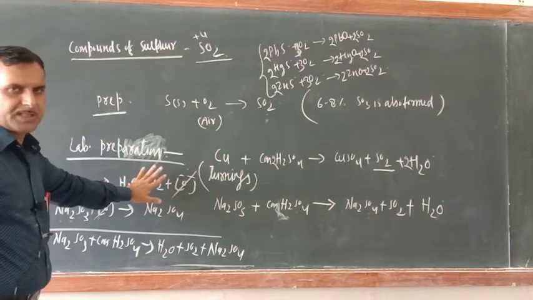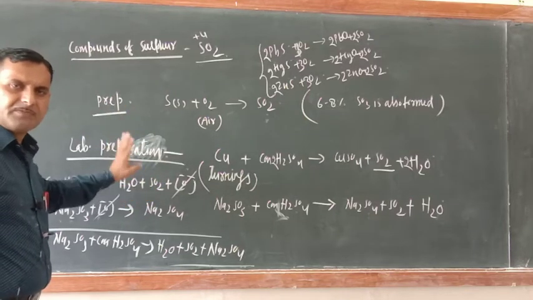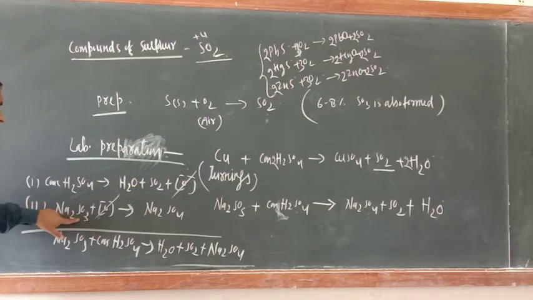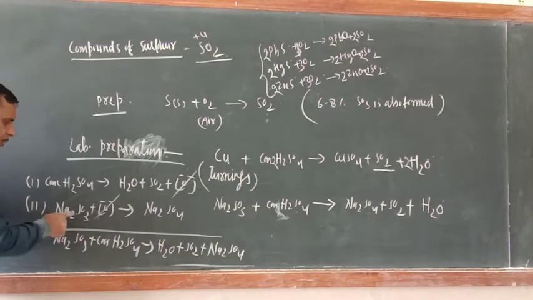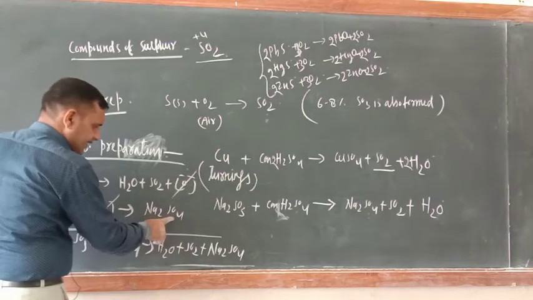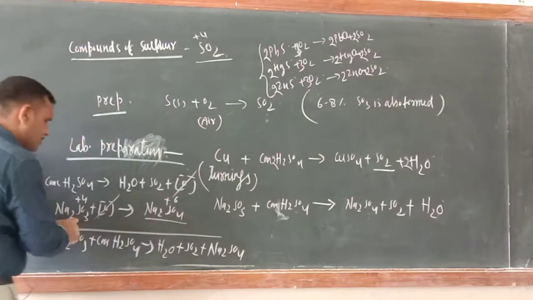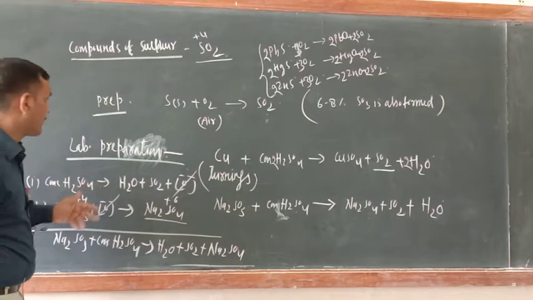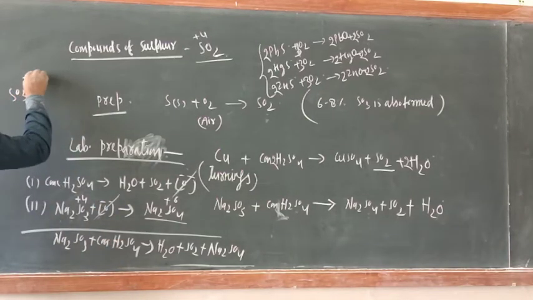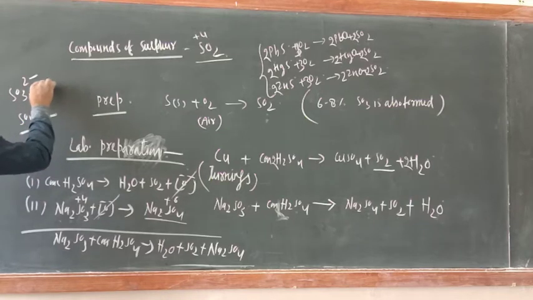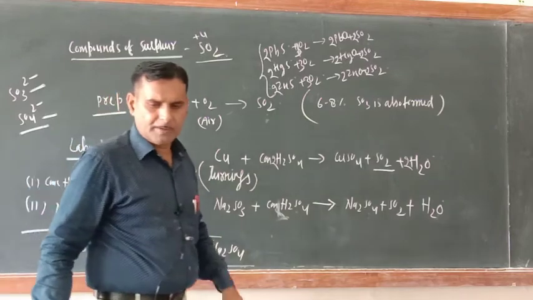But the laboratory preparation is the only method by which we can synthesize SO2 gas in the laboratory. This is sodium sulfite. What is the oxidation state of sulfur here? Plus 4. And what is the oxidation state of sulfur here? Plus 6. This is sodium sulfate. SO3 2 negative, SO4 2 negative. This is sulfite, this is sulfate. Okay, so this is the laboratory preparation.